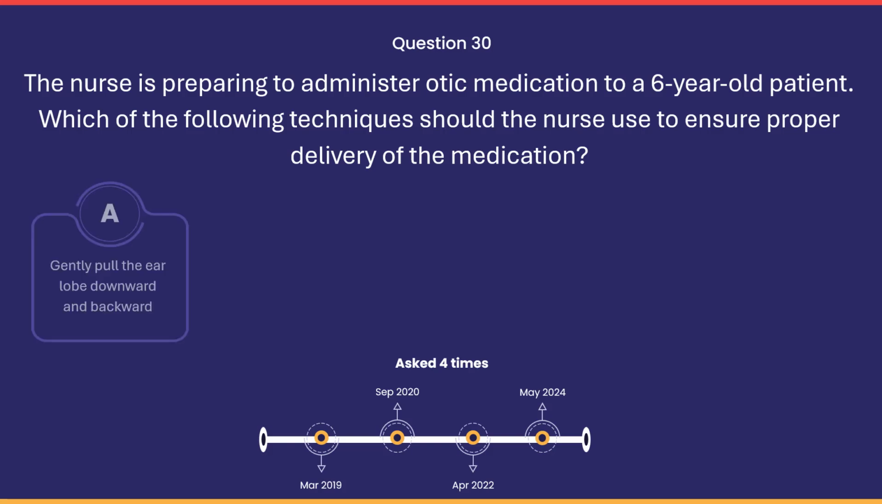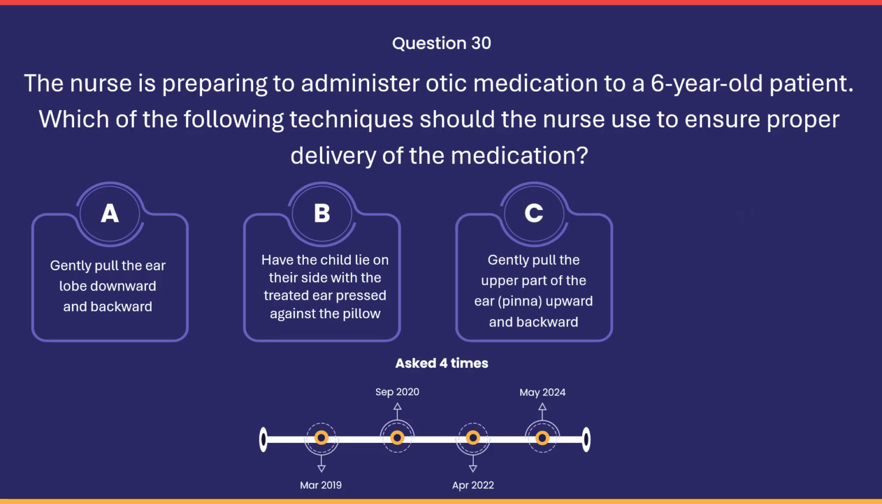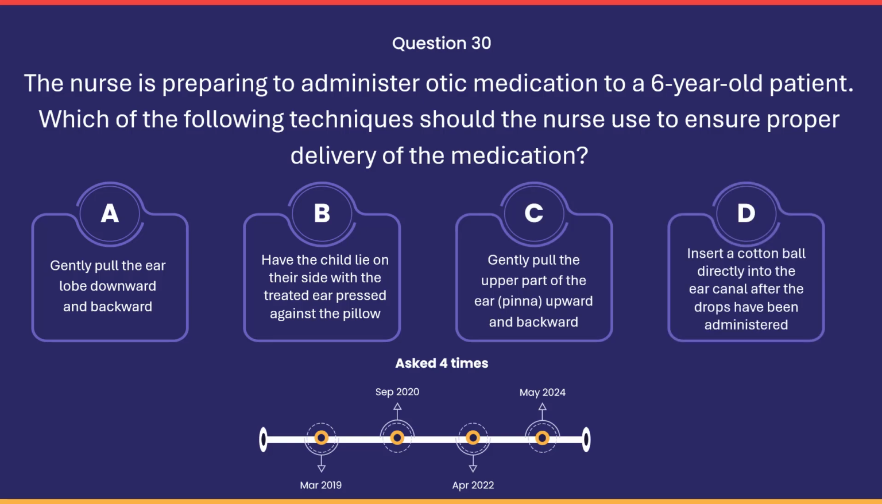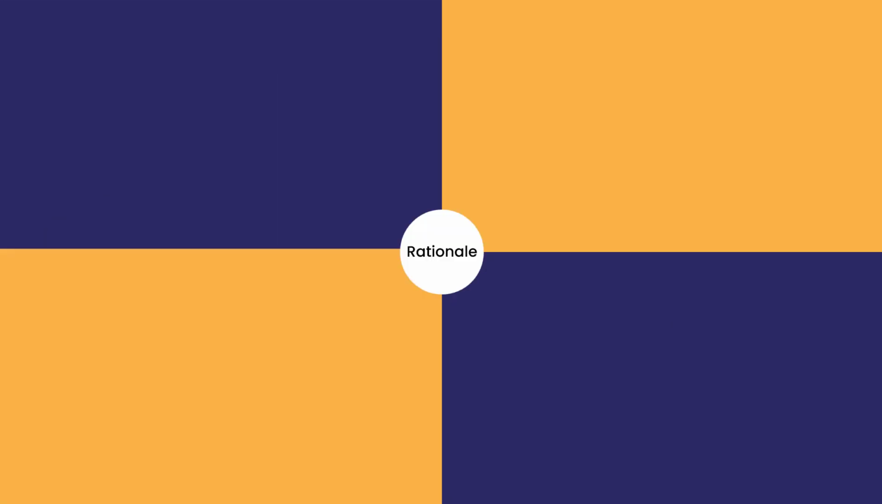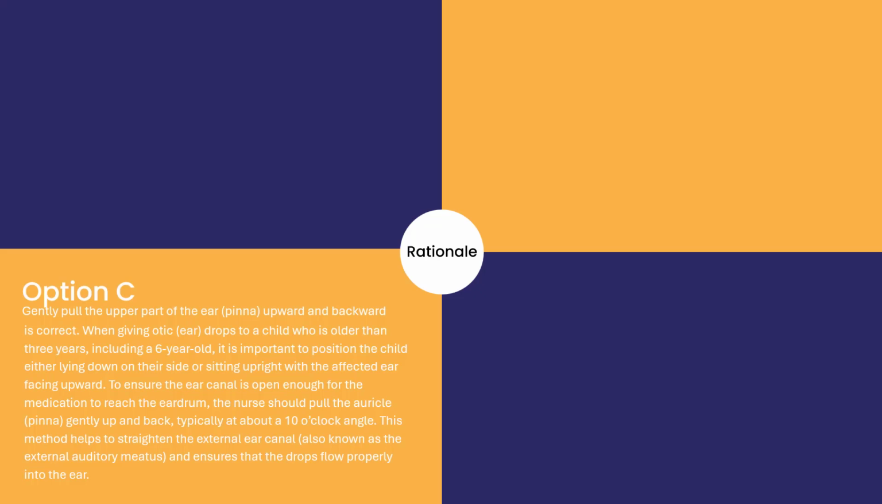A. Gently pull the earlobe downward and backward. B. Have the child lie on their side with the treated ear pressed against the pillow. C. Gently pull the upper part of the ear, pinna, upward and backward. D. Insert a cotton ball directly into the ear canal after the drops have been administered. The correct answer is C. Gently pull the upper part of the ear, pinna, upward and backward. C is correct.